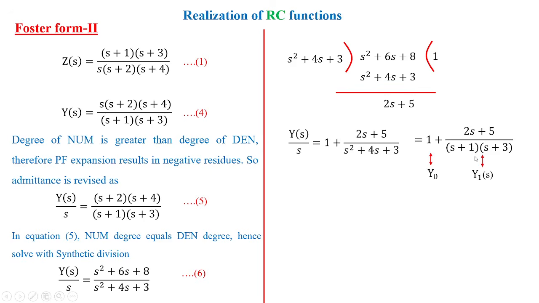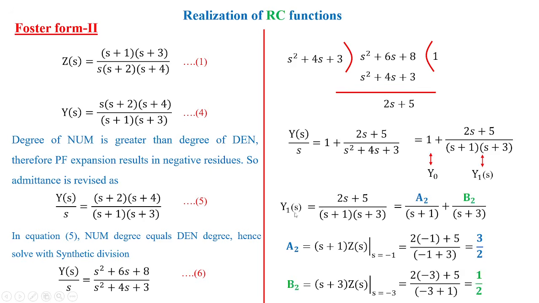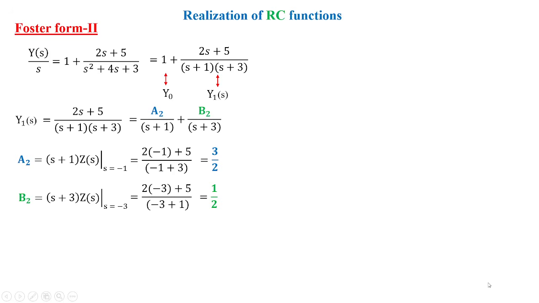Now reframing this with partial fraction values, we can get the values of the sub-function Y1(s) as 3/2 and 1/2. After getting the values of A2, B2, just substitute them in Y1(s) and thereby in Y(s)/s. So Y(s)/s is obtained to be 1 + (3/2)/(s+1) + (1/2)/(s+3).